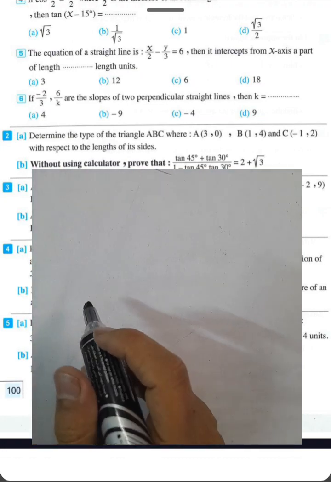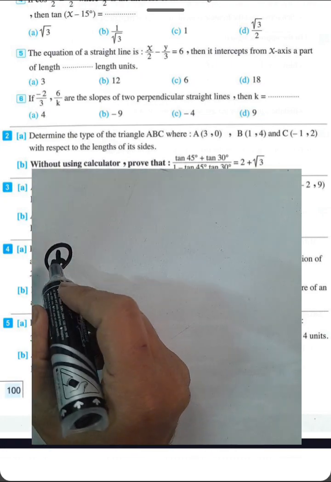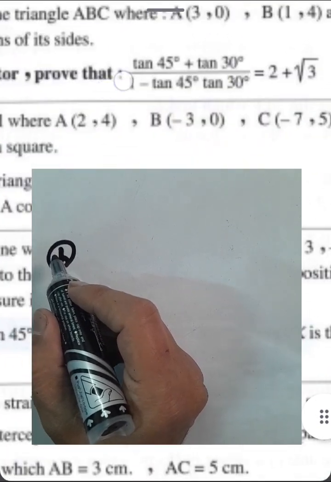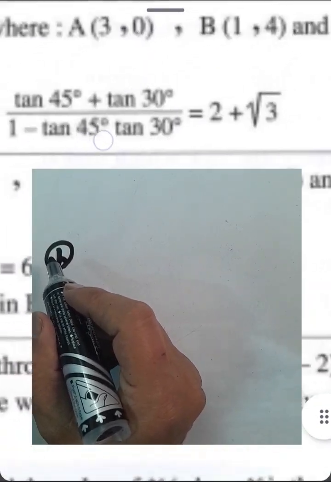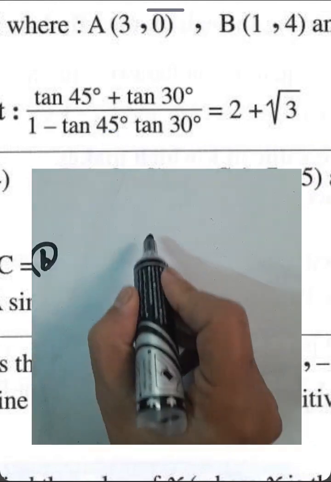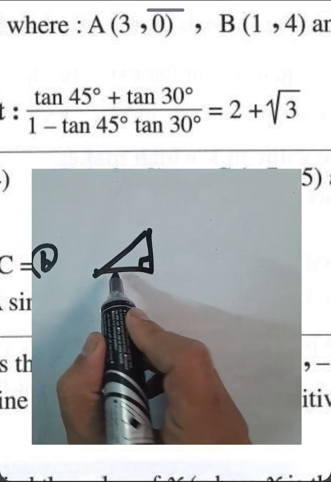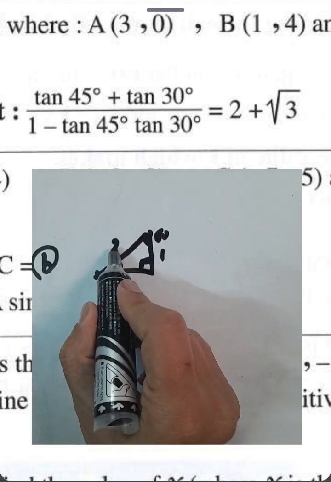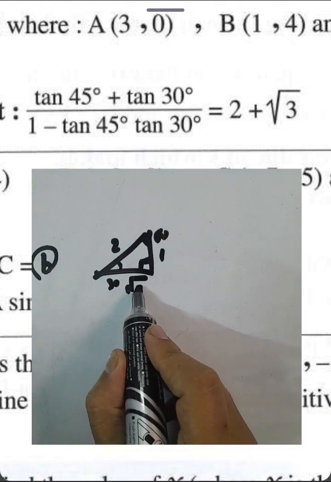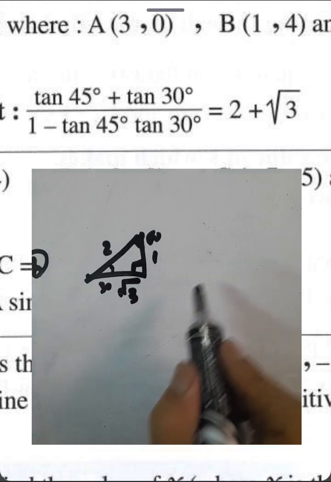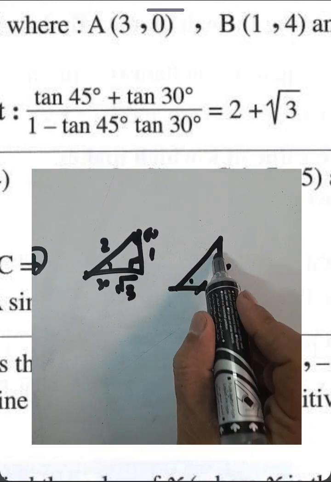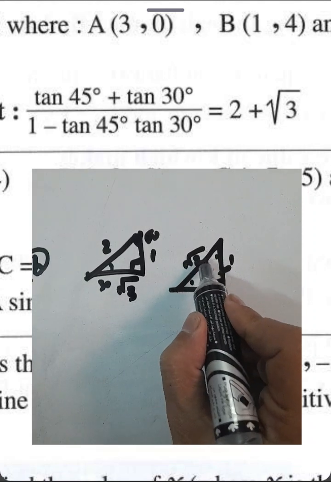Next example, letter P. Prove that left hand side equals right hand side without using calculator. We have a right angle triangle, and this angle was 30 and here 60, with sides 1 and 2 and root 3, and we have 45 and 45, with sides 1 and 1 and root 2.